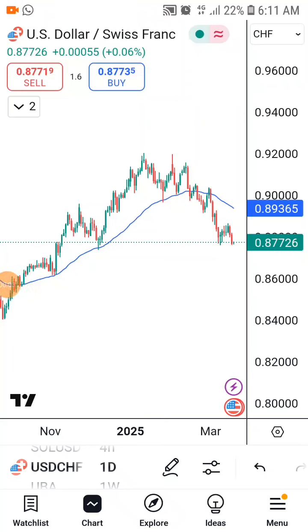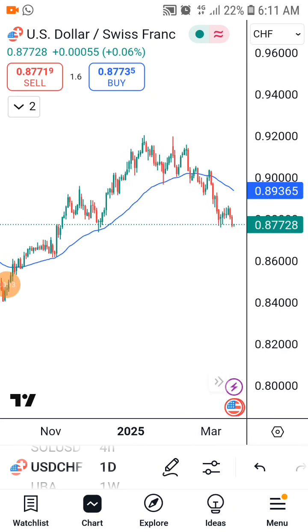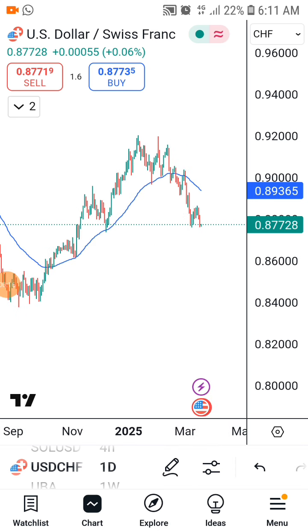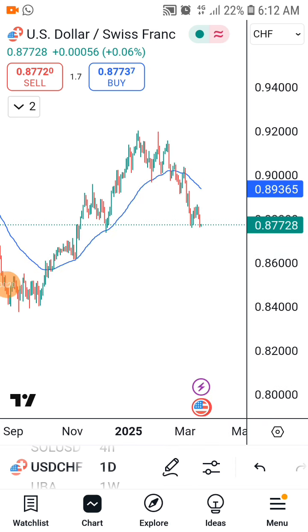I'll be taking you through the magic of the 50 moving average, part 2. Now, let's use this USD CHF as a case study.